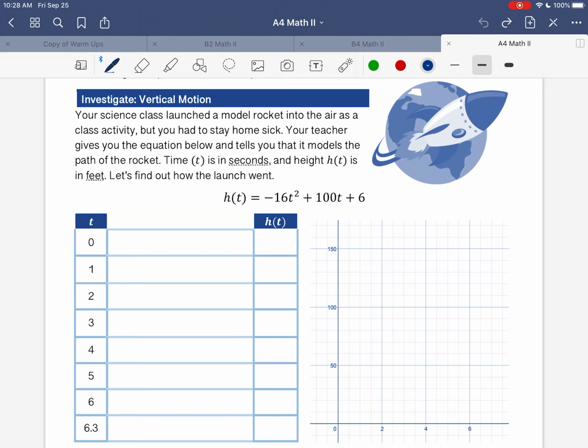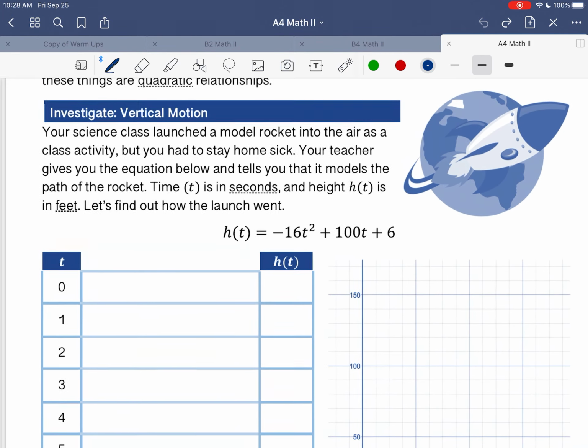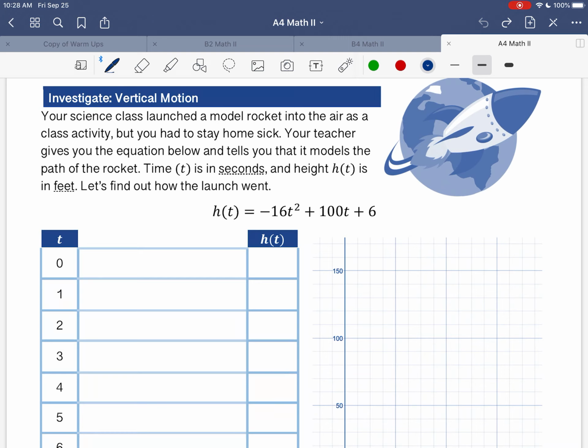So we're just going to investigate a little bit here using this scenario. Your science class launched a model rocket into the air as a class activity, but you had to stay home sick. Your teacher gives you the equation below and tells you that it models the path of the rocket. Time t is in seconds, so that's important, and the height is h of t, meaning that when we plug in a second for t, it spits out a height. So as the model rocket is shot up into the air, if we plug in time into the equation, it will give us how high the rocket was at that time.